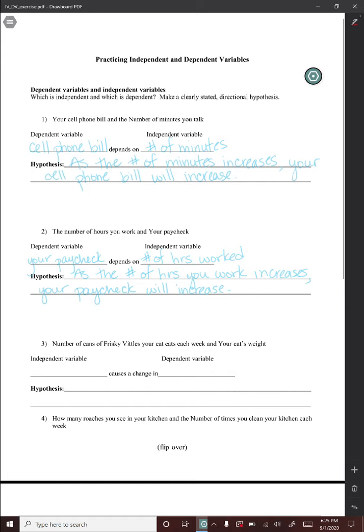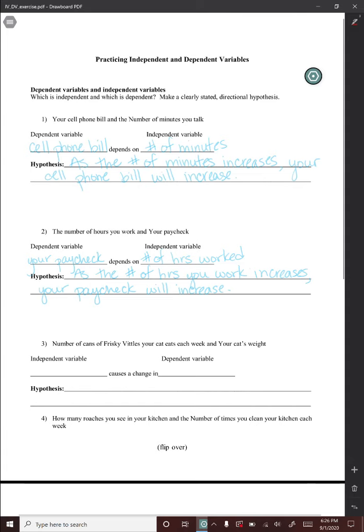The number of cans of Frisky Vittles your cat eats each week and your cat's weight. So what comes first? Well, it could be the case that you have a really fat cat and that means you have to feed your cat more. It could be the case that you feed your cat lots of food and your cat gets fat. Sometimes we don't always have time order established. And if you end up with a fat cat from the shelter, you might find yourself having to feed him a lot of food just to keep up with his hunger.